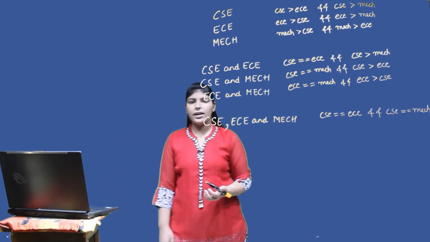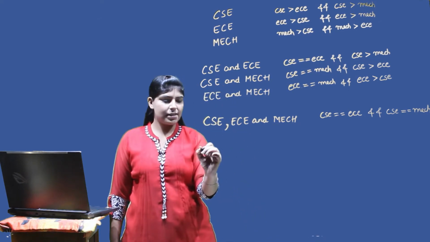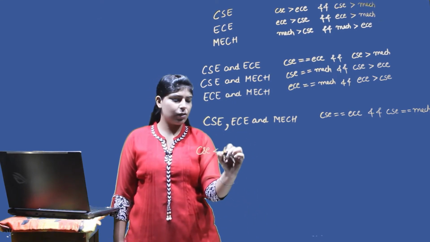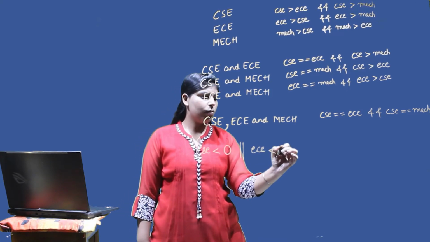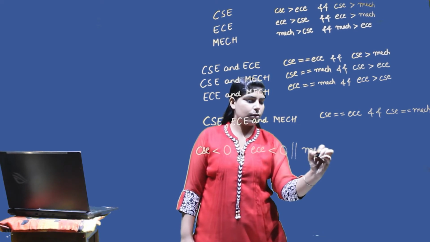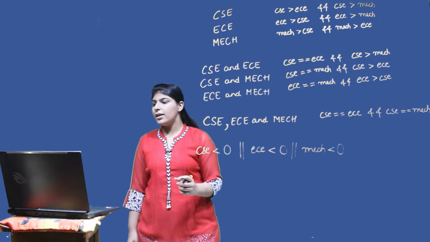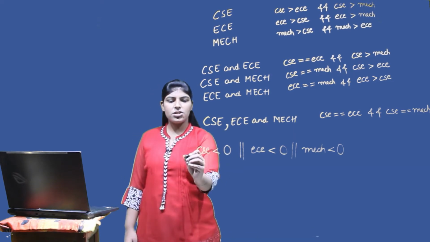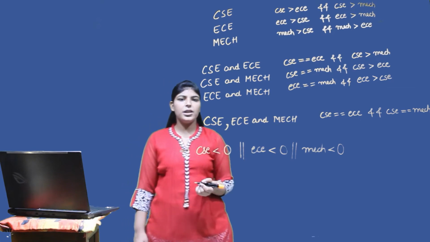One more case is there if any of the input is negative. So if CSC is less than 0 or EC is less than 0 or Mechanical is less than 0, in this case I need to display invalid input. I need to check this condition first and then start with all of these. Why do I need to check this first?